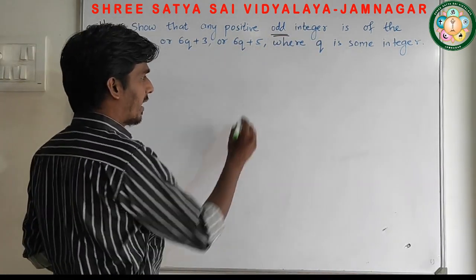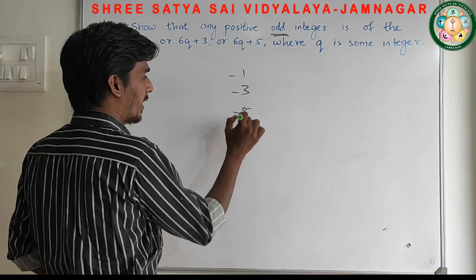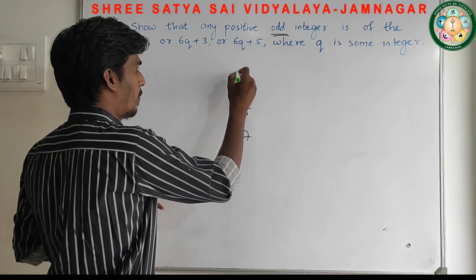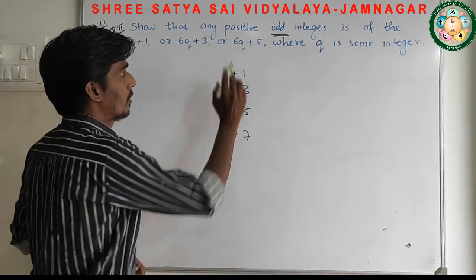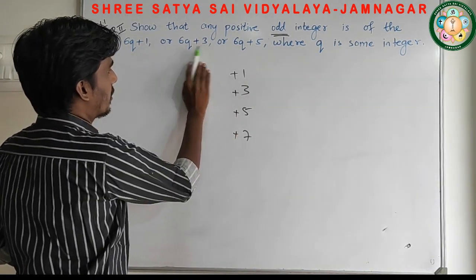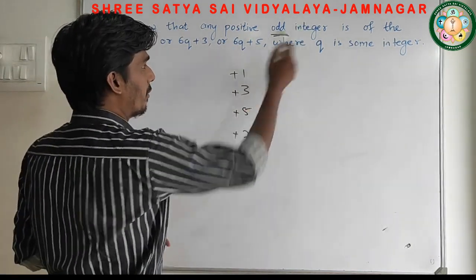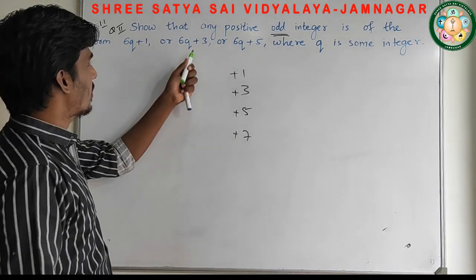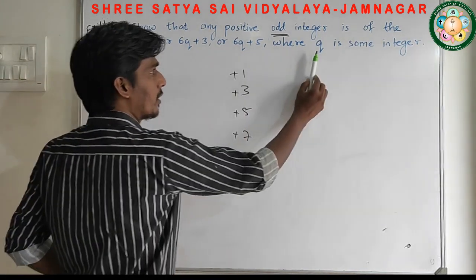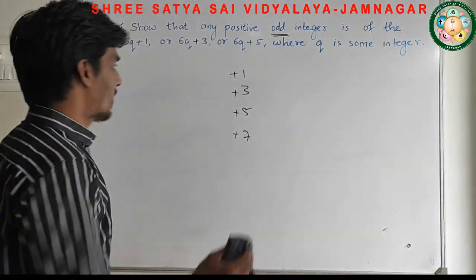So positive odd integer means like 1, 3, 5, 7. If I take minus, then these are not positive integers. So it should be what? It's plus 1, plus 3, plus 5, plus 7. So positive odd integers are in the form of 6q plus 1, 6q plus 3 and 6q plus 5. We have to prove all these odd positive integers are in the form of 6q plus 1, 6q plus 3 and 6q plus 5. This is what we are supposed to prove, where q is some integer. जो q है वो क्या है? कोई भी integer हो सकता है. So let's start.